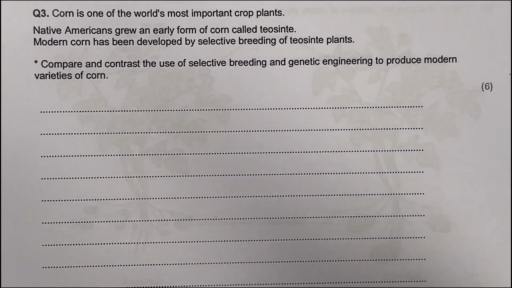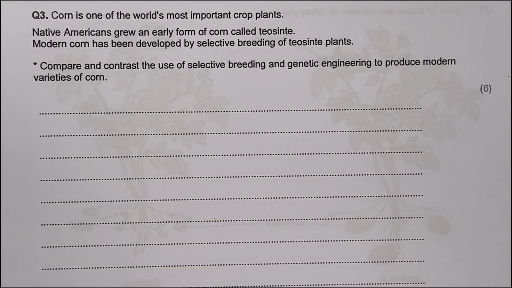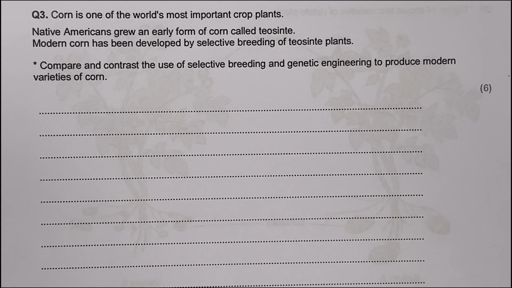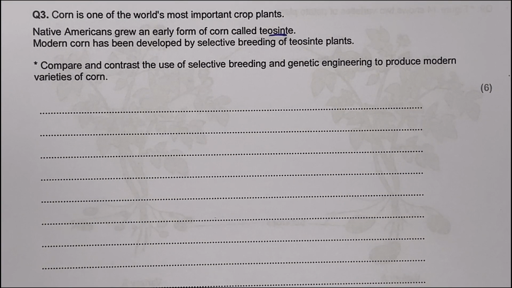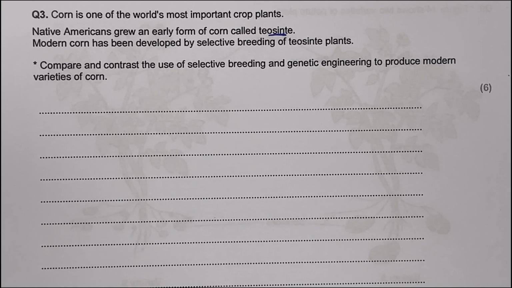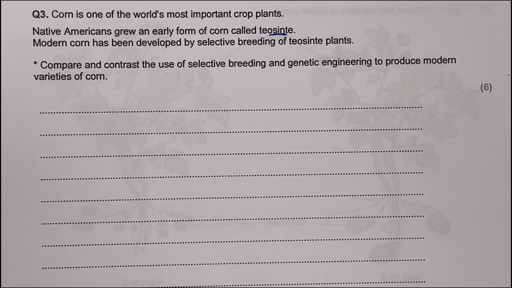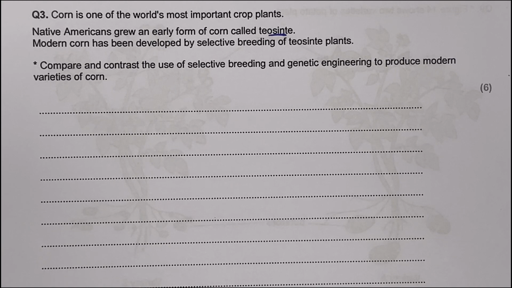Corn is one of the world's most important crops. Native Americans grew an early form of corn called teosinte. Modern corn has been developed by selective breeding of teosinte plants. Compare and contrast the use of selective breeding and genetic engineering to produce modern varieties of corn.